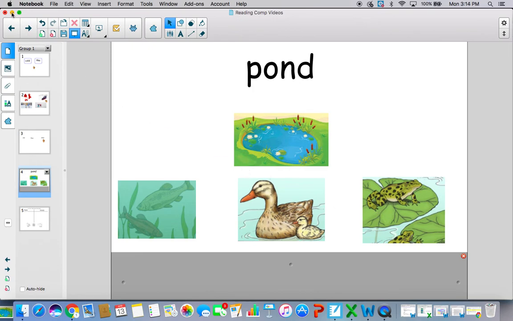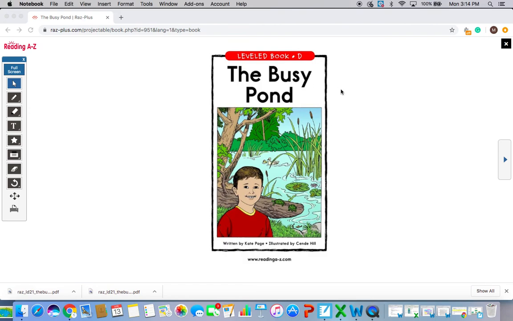Let's take a look at the front of our story. So looking at the picture and the words, what do you think we might be reading about today? The title of our story is The Busy Pond. In the picture, I see a pond, I see different plants, and I see some animals too. I see a boy as well. Our story is written by Kate Page and it's illustrated by Cindy Hill.